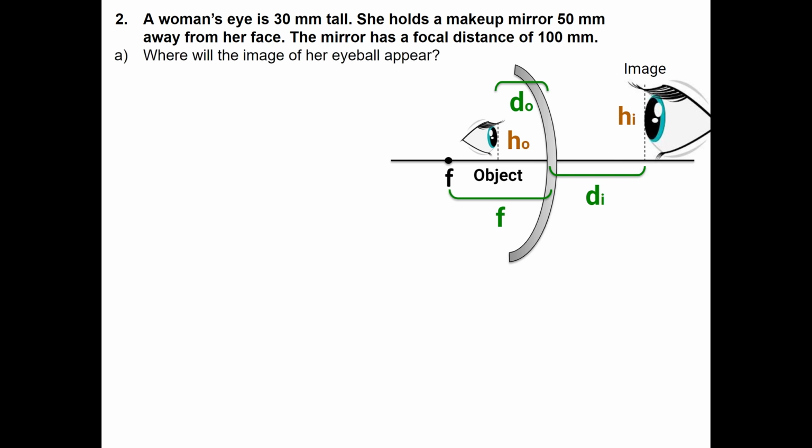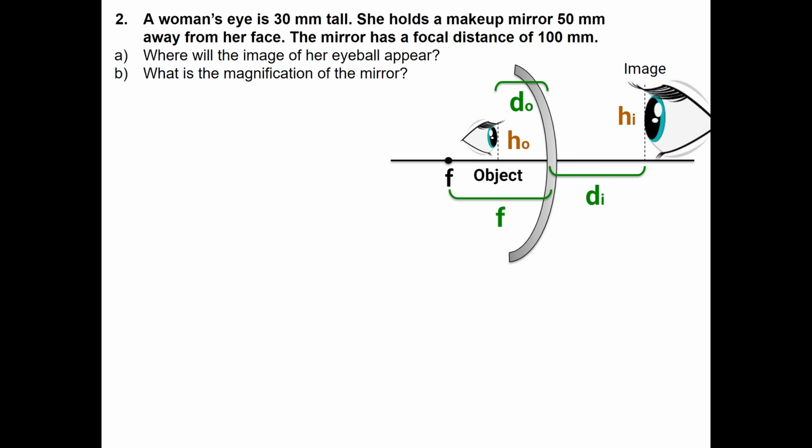Okay, here are the three parts of the question. Part A asks, where will the image of her eyeball appear? Now, it's going to appear behind the mirror. I'm giving you that clue in the diagram. But how far back behind the mirror will it appear to be? Is it going to seem like it's a whole foot away, or is it going to seem like it's really close to the mirror? Part B asks, what is the magnification of the mirror?